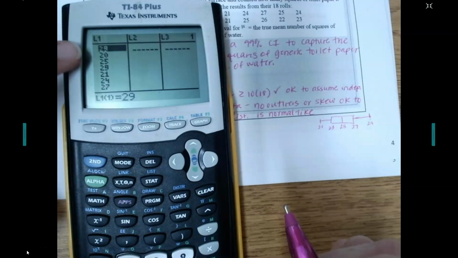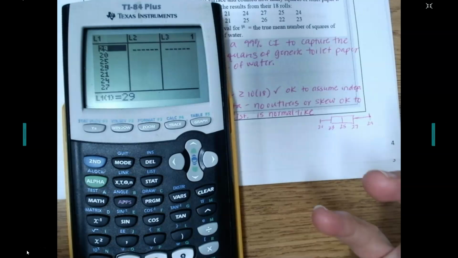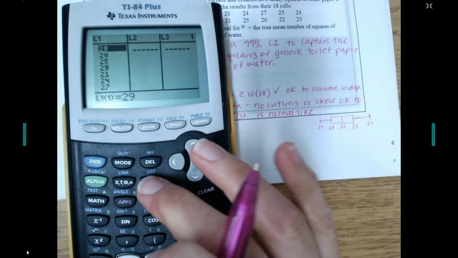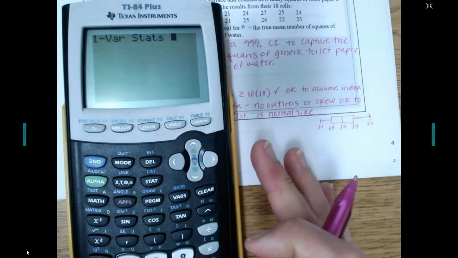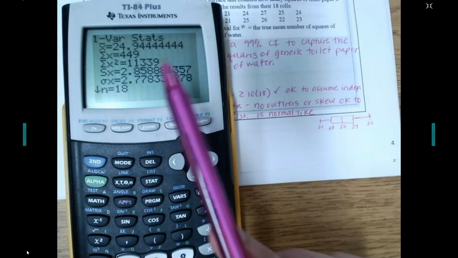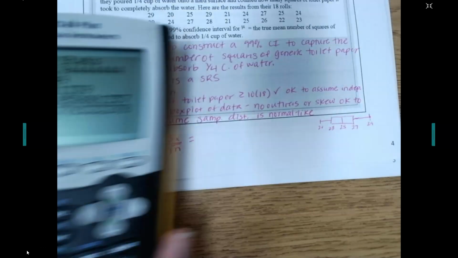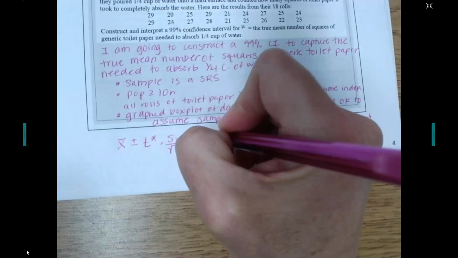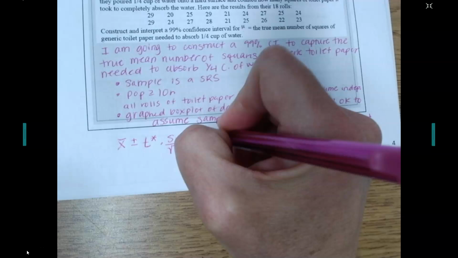So I'm going to run 1-Var Stats on this list to find the mean and the standard deviation. So stat, calc, 1-Var Stats. And if you just tell it list 1, nothing else, just list 1. If you didn't have StatWizard running, just hit enter. Okay, so the mean here is 24.9. Plus or minus, now t star.